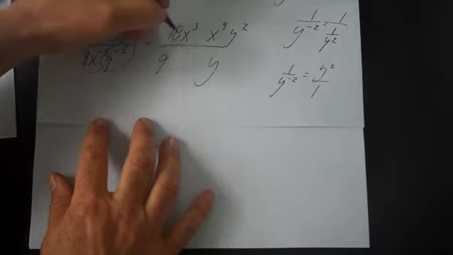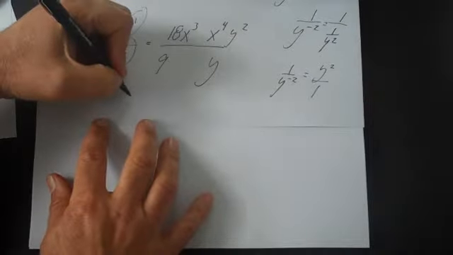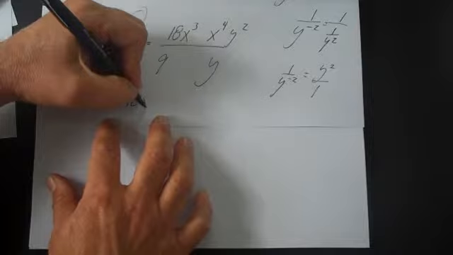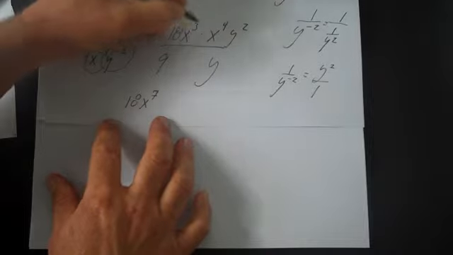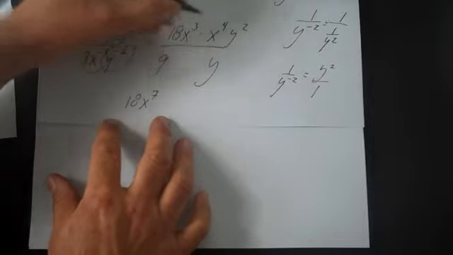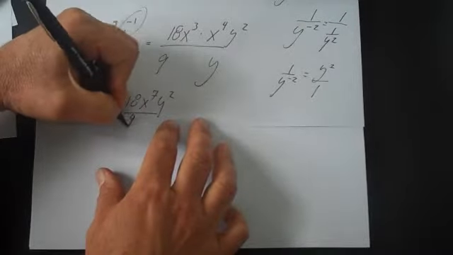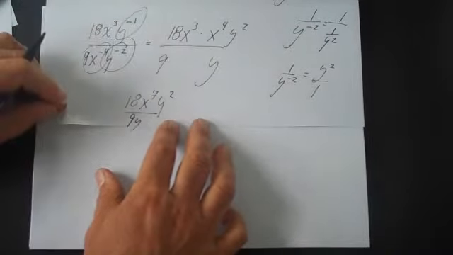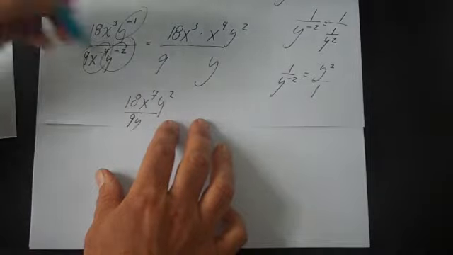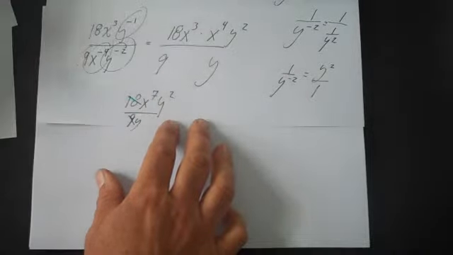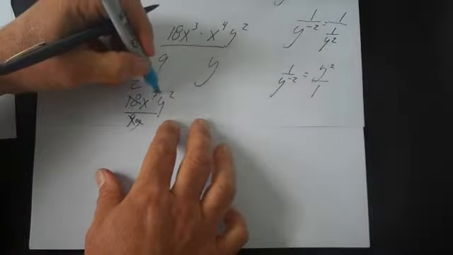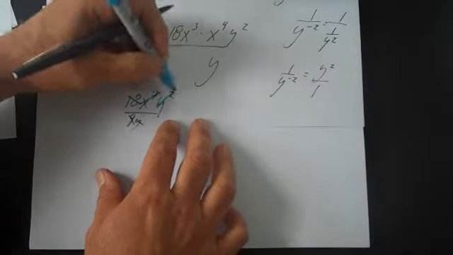Then I would simplify the numerator. And that would be 18x to the 7th, right? Because it's x cubed times x to the 4th, y squared over 9y. And let's see what simplifies. The 9 and the 18 cancel, and that becomes a 2. The y and the y squared cancel.